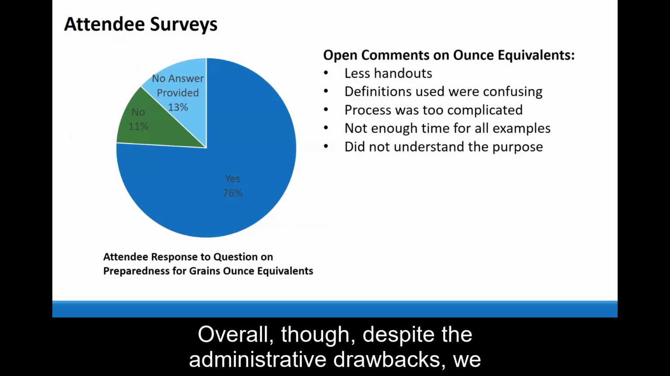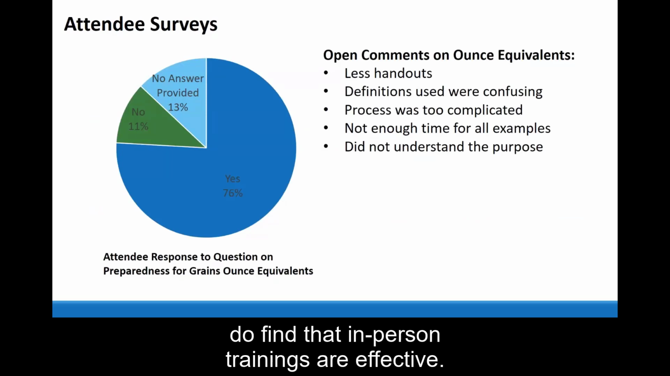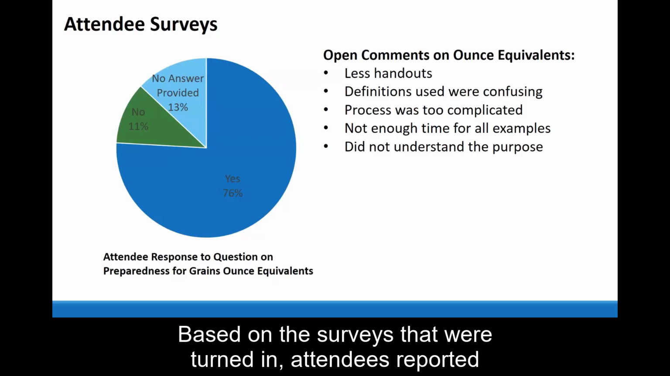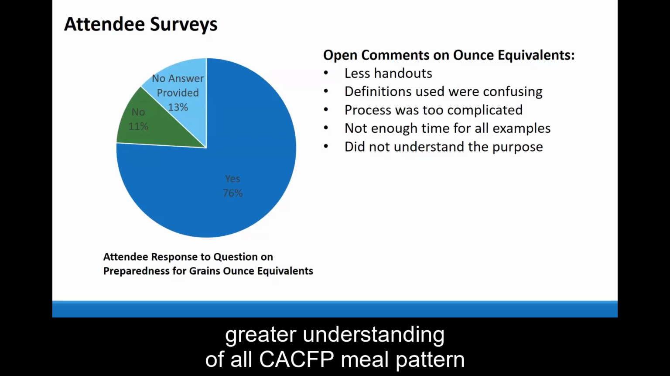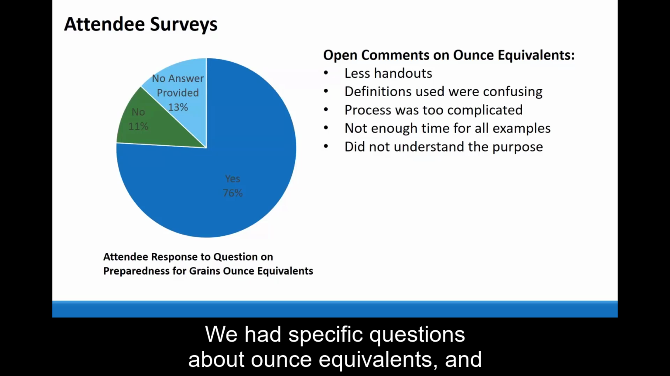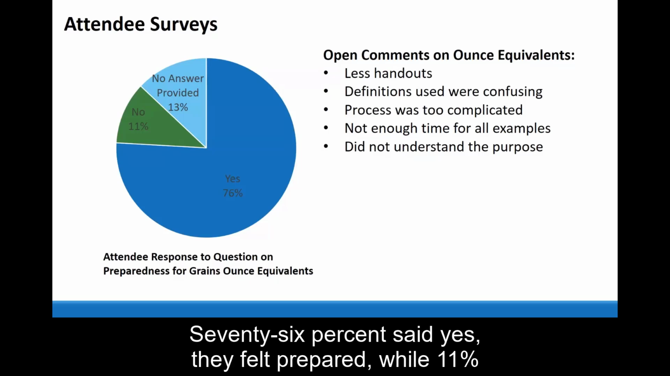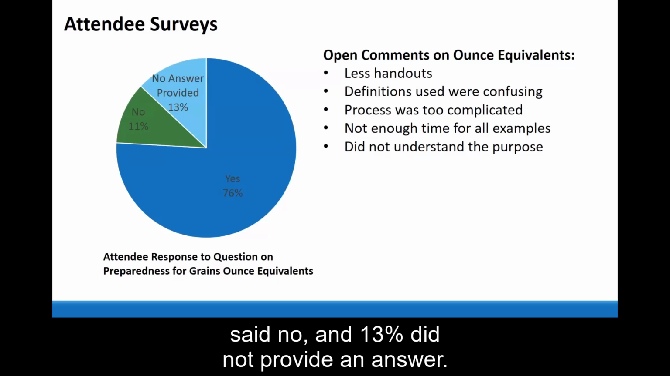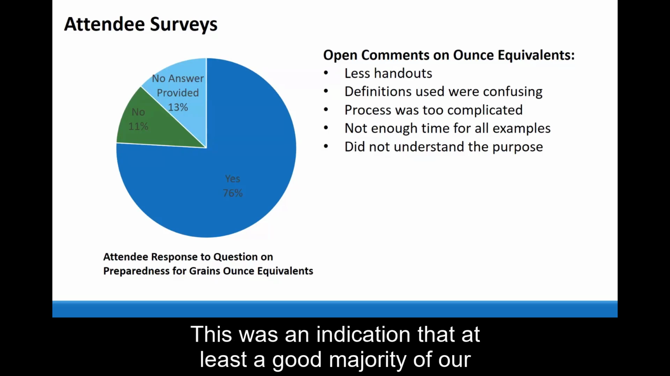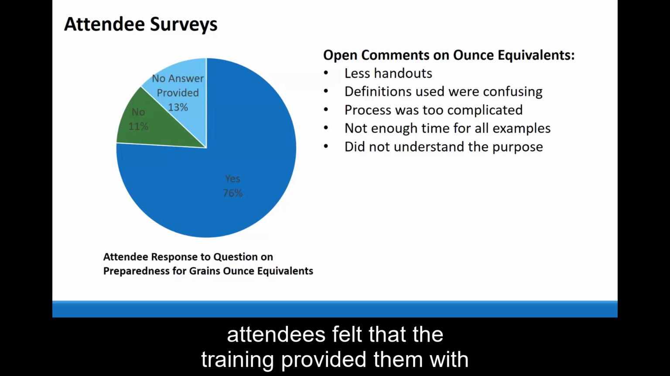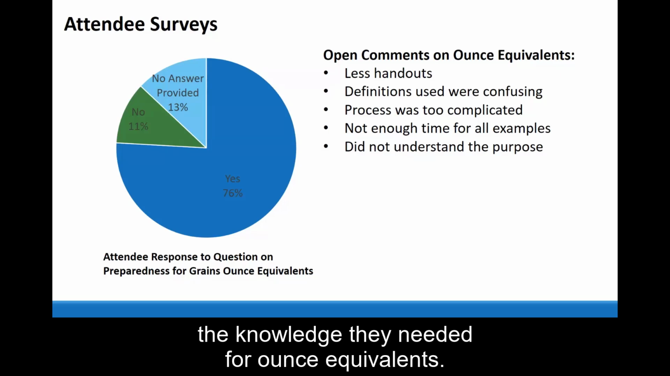Overall, though, despite the administrative drawbacks, we do find that in-person trainings are effective. Based on the surveys that were turned in, attendees reported greater understanding of all CACFP meal pattern topics after the training. We had specific questions about ounce equivalents, and we asked how prepared they felt for ounce equivalents at the end of the training. 76% said yes, they felt prepared, while 11% said no, and 13% did not provide an answer. This was an indication that at least a good majority of our attendees felt that the training provided them with the knowledge they needed for ounce equivalents.